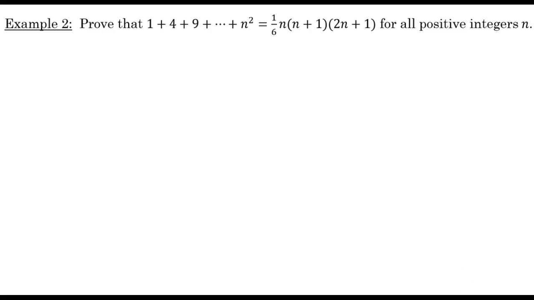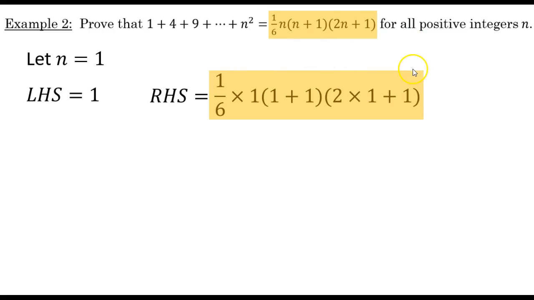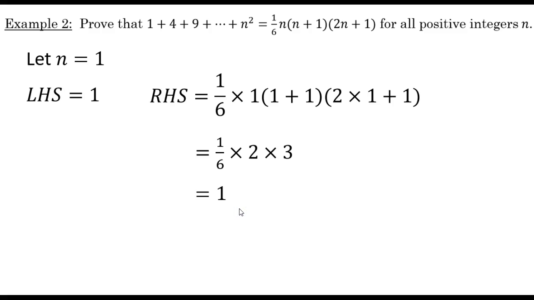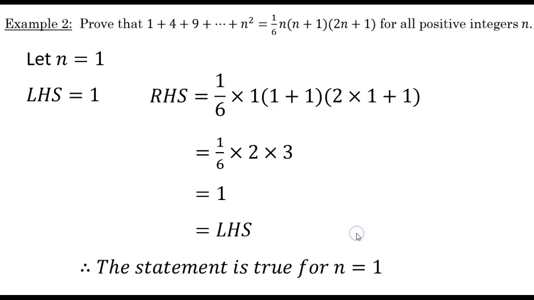Righto, let's look at another, more complicated example. This time I have the sum of the squares: 1 squared plus 2 squared plus 3 squared and so on, up to n squared is equal to 1/6 n, multiplied by n plus 1, multiplied by 2n plus 1, for all positive integers n, which means that we're going to start again with n equals 1. So if n equals 1, the left-hand side equals 1, the right-hand side equals this stuff, which simplifies down to 1, which is of course the left-hand side, and so the statement is true in the first case, n equals 1.